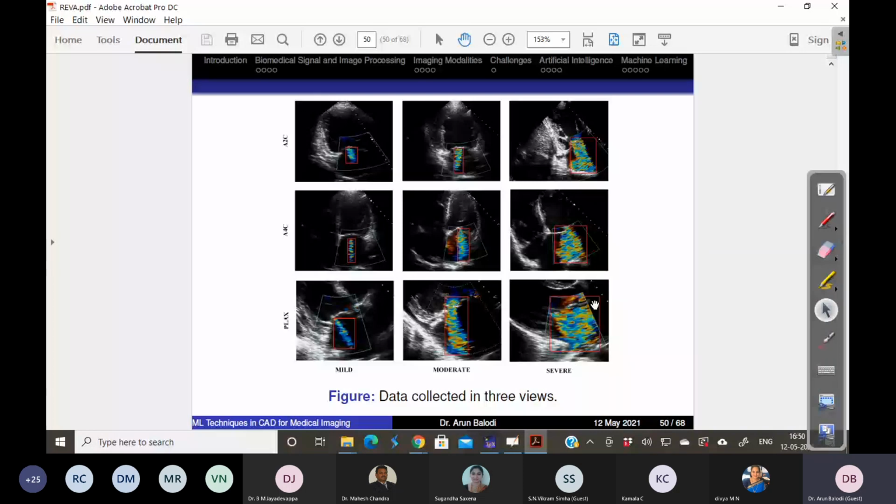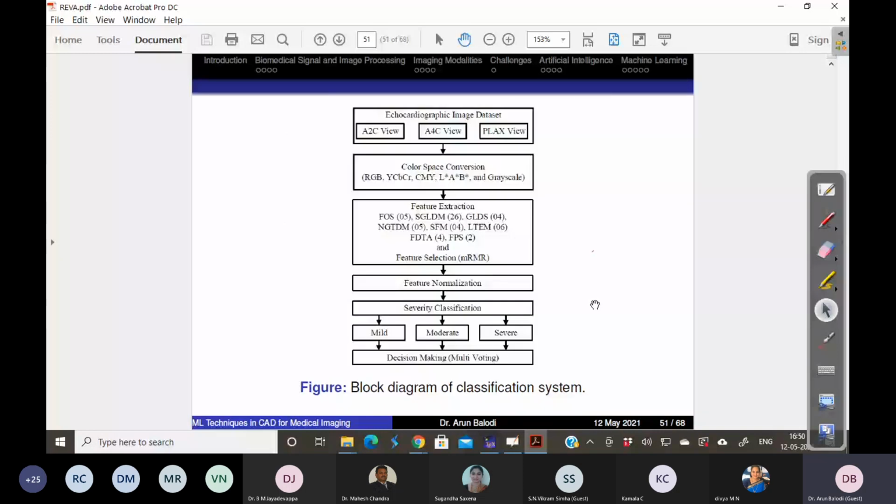So this is the basic flowchart of what we did. In the 3 views, we did all the color space conversion, and then we extracted all the features from those images in the different color schemes. After that, we used the mRMR, maximum relevance minimum redundancy, approach for feature selection. Then we trained our model and got the classification. We divided the images into 3 categories: mild, moderate, and severe. It means with the image only I can tell whether the patient is severe or mild. And then we did the decision making. So this is the block diagram of the proposed algorithm.